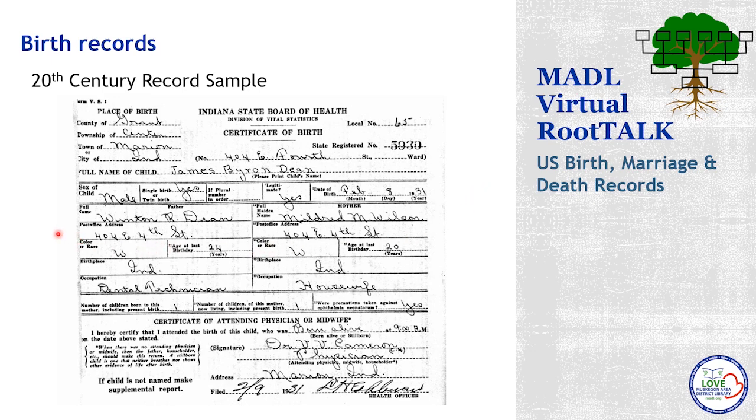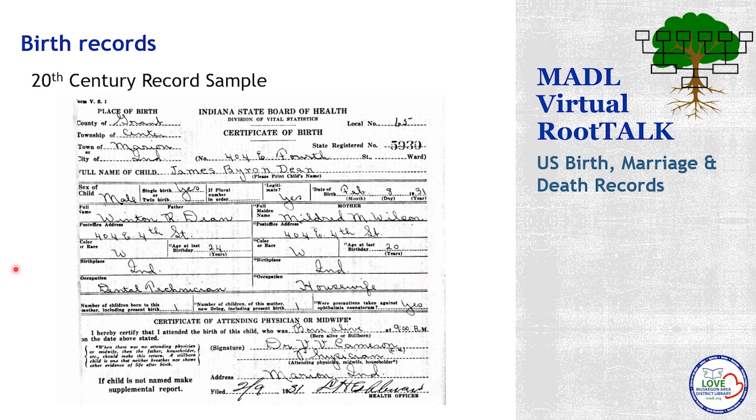We get information about the parents here, full name of the dad, Winton Dean, same address, race, he was 24, born in Indiana, and he's a dental technician. And then over here on the right-hand side, we have the mom's information, including a maiden name, Mildred Wilson, same address, race, 20 years old, born in Indiana, and she's a housewife.